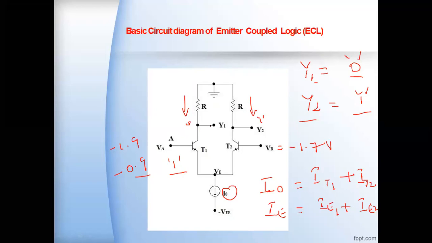So the current is the same, but it is switching between the two states here. In one state, it is the maximum current. In the other state, it is the smaller current. So that's why this emitter coupled logic is also called current mode logic, because here the outputs are switching between the current states.